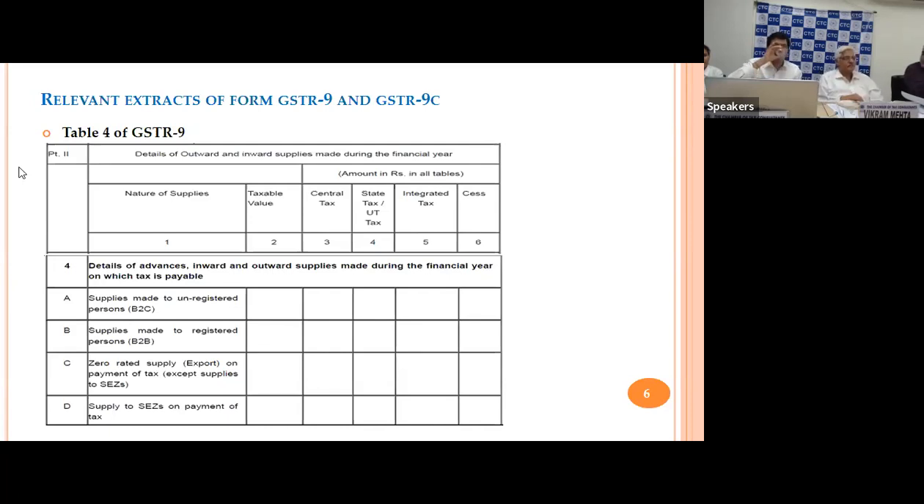Because what I perceive this 9C to be is a reconciliation between your books of accounts and the annual return that you have filed. Yes. Let's go legally. Practically, we may be preparing 9 and 9C both at the same time, but legally it's supposed to be 9 that is to be filed by the entity, and 9C is to be prepared and filed by the auditor. Okay. So once 9 has been filed, that logic of 9C being filed by the auditor is now done away with. So everything is being filed by the taxpayer.